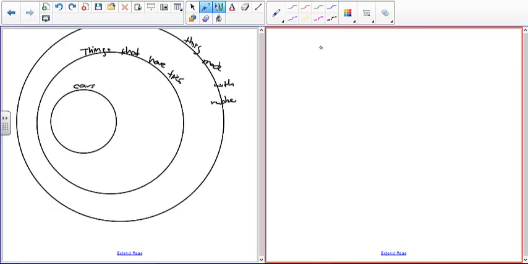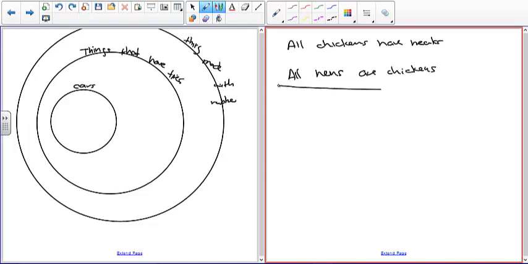Okay, number 20, all chickens have beaks. Looks familiar. So all chickens have beaks, all hens are chickens. That's similar to what we did, but all hens are chickens. All chickens are birds. Oh, I get what's going on here.